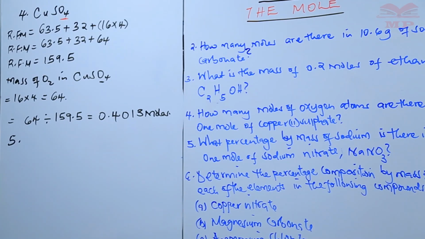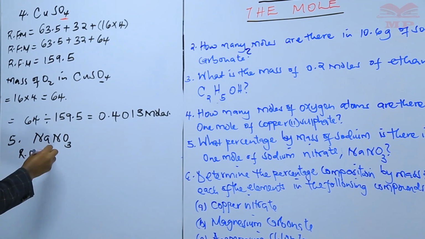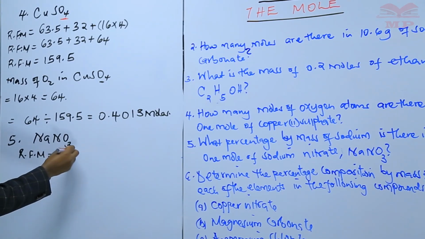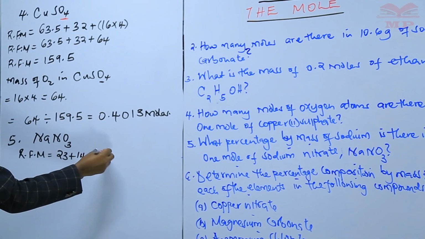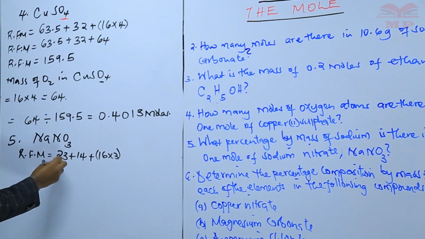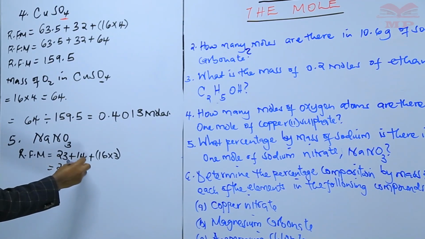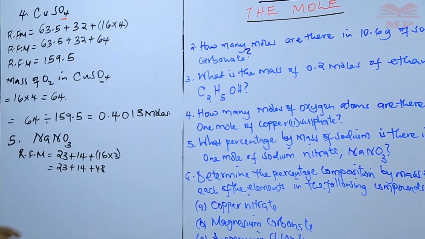So in sodium nitrate, we need first of all to get the relative formula mass. And the RFM, the relative formula mass, is given by the mass of sodium, which is 23, and you have 1 atom. The mass of nitrogen is 14. And the mass of oxygen is 16, and there are 3 atoms. And therefore, this is 23 plus 14 plus 48, which is giving you 85. So the RFM of sodium nitrate is 85.